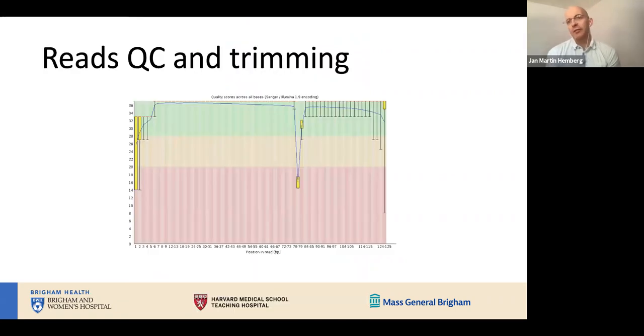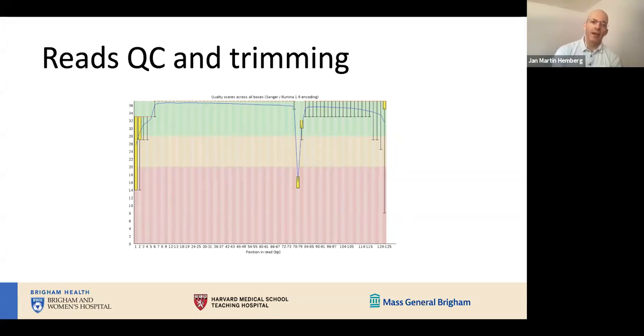So the first thing you need to do is just to look at your reads and do quality control of those. This is no different from any other sequencing experiments. So you can use whatever favorite tool you have for that. I'm not going to go into too much detail, but I'll show you one small example here from a study which I was involved in.